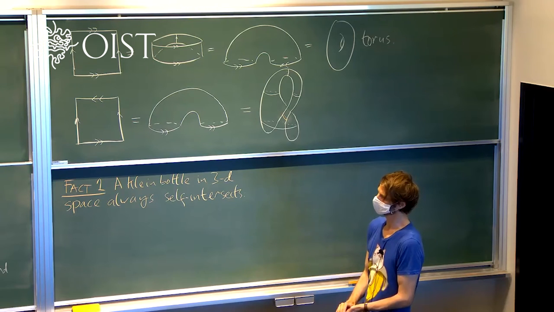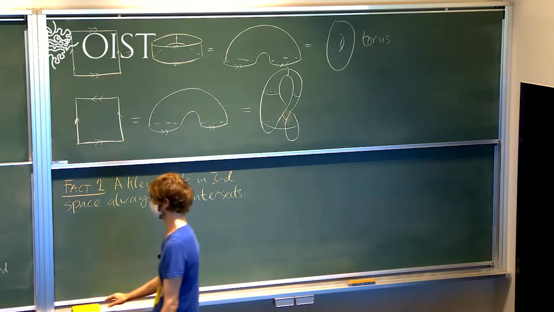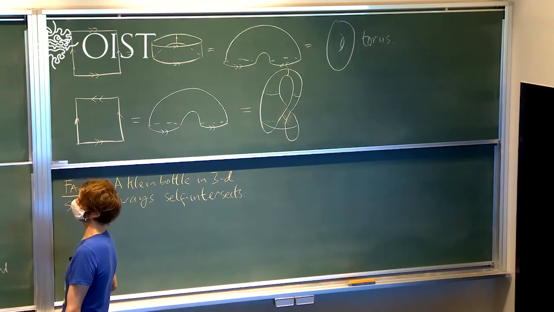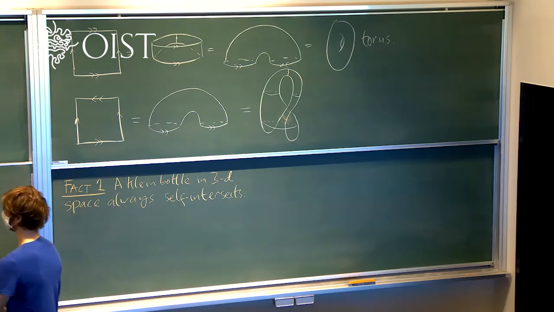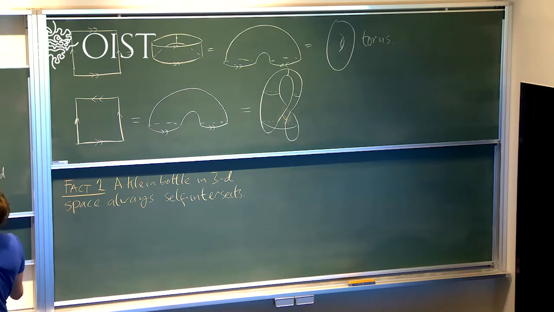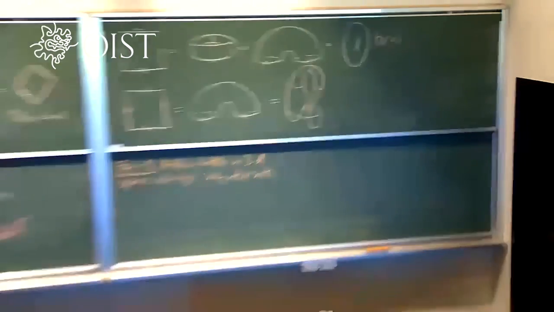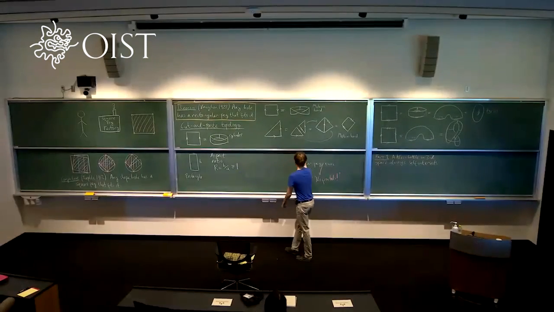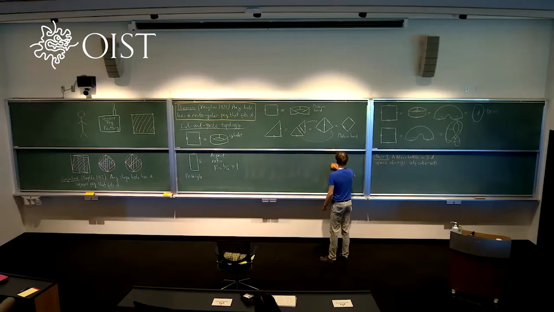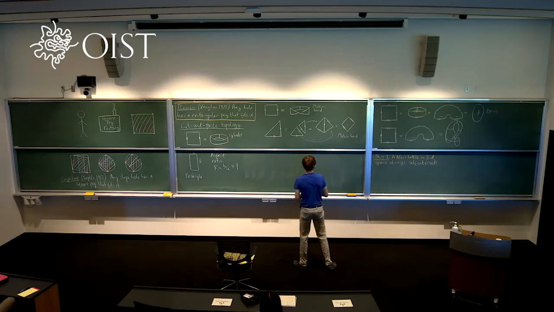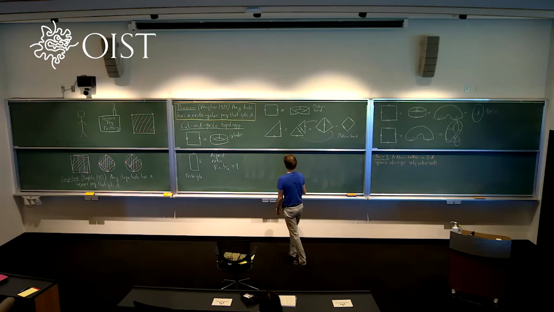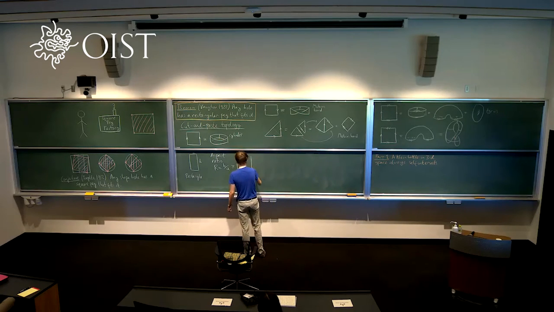I want to do another fact. Let me draw that other fact somewhere. Maybe I can erase this statement of this theorem that I'm not going to prove. Okay. So the other fact concerns the Klein bottle. So here's my Klein bottle.